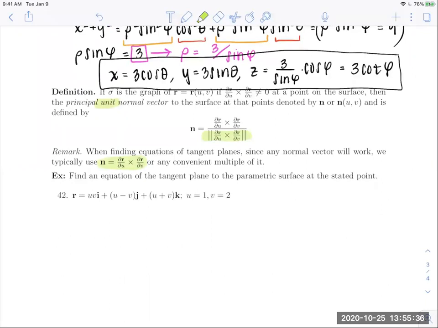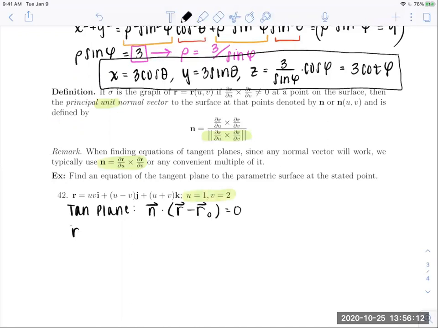All right, so our next example, we want to find an equation of the tangent plane to the parametric surface at the stated point. So remember, when we're trying to find an equation of a tangent plane, we always want to take our normal vector, dot it with r minus r naught, and equate it to 0. This is where r naught is the vector from the origin to the point in question. So we can find this point by evaluating r at the given values of u and v.